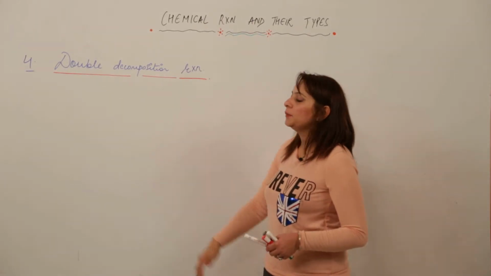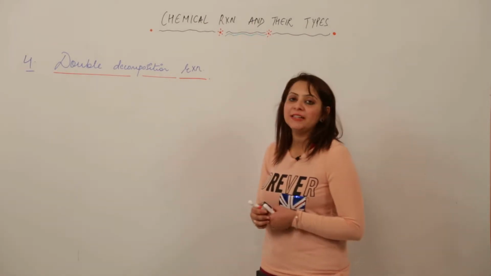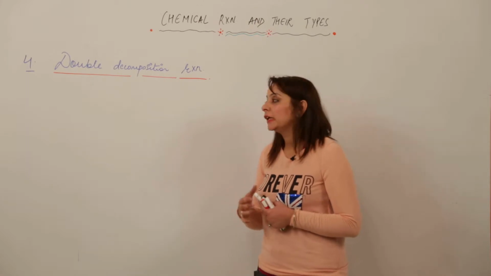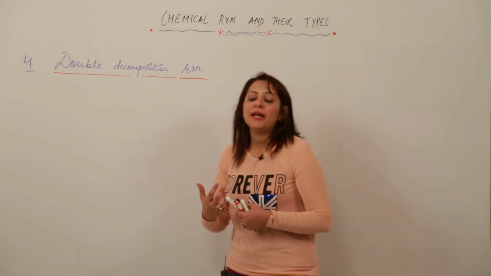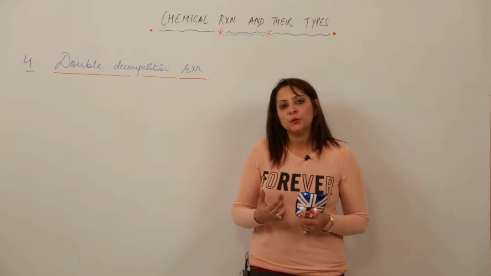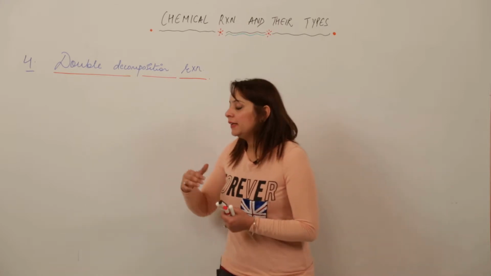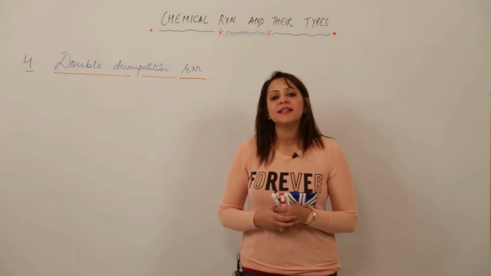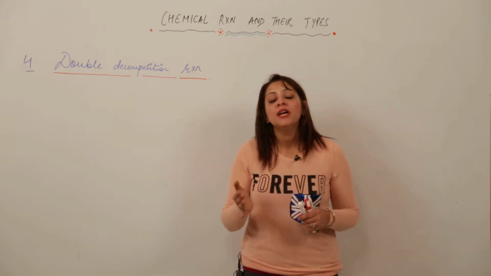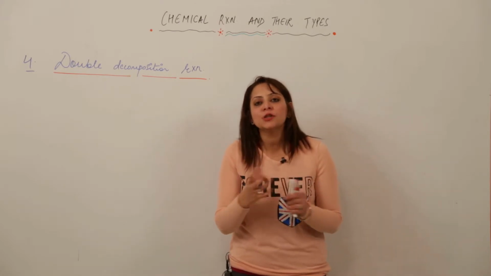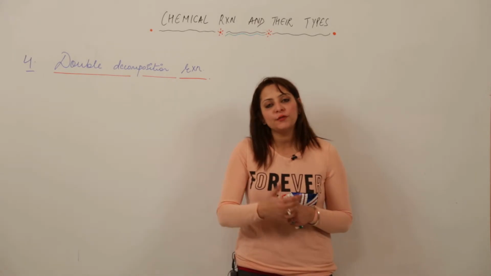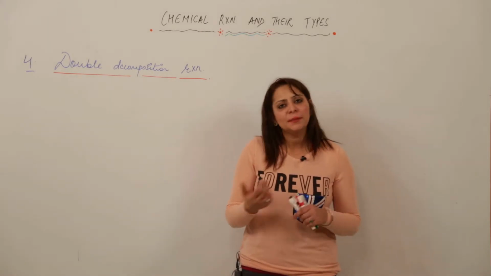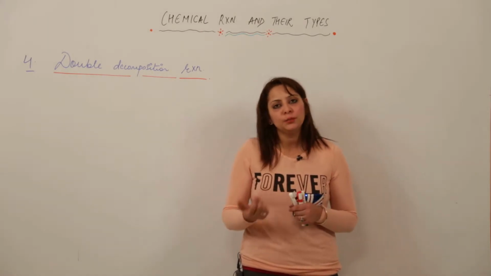Now we are taking up the fourth kind of chemical reaction, that is double decomposition reaction. It can be called a double displacement reaction as well, right? Because in a displacement reaction, as I told you, it is a reaction between an element and a compound in which the displacement of metals or non-metals occurs. The more reactive displaces the less reactive, whether it is a metal or a non-metal. It is applicable in both cases.